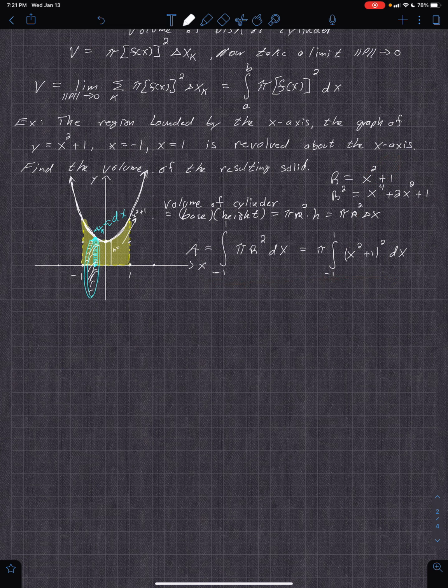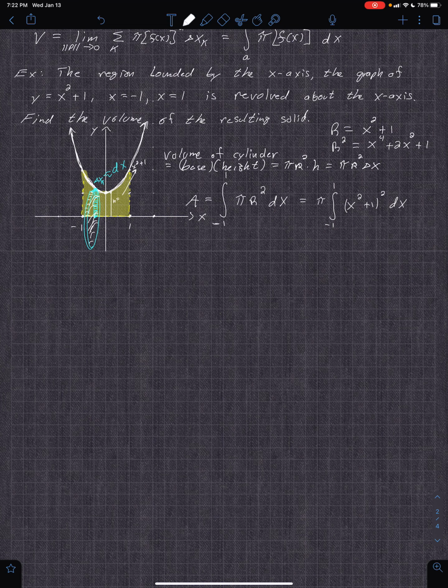And I won't always do all these when it's just a straight up polynomial. Pretty much easy to do. So you get pi, negative 1 to 1. And I did multiply that out, huh? So x to the fourth plus 2x squared plus 1, and then work that out. Sometimes I'll do it if I have some more time, but I don't want to make these videos way too long.